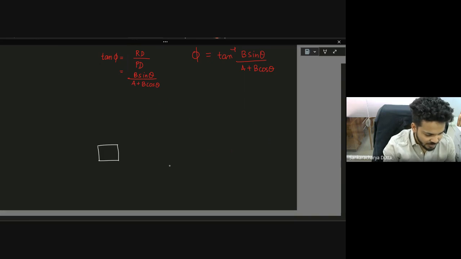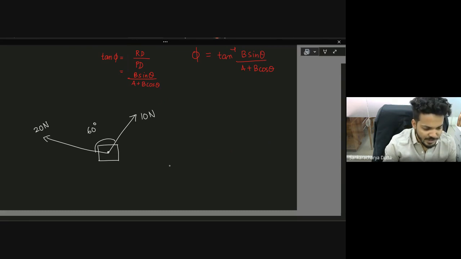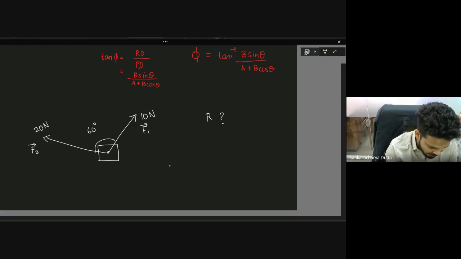Okay. So there is a body on which two forces are acting. One force is 10 Newton like this, and the other force is, I don't know, 20 Newton like this. And the angle between them is, let's say, 60 degrees. Tell me, what is the net force? So this is F1, the force of 10 Newton. F2 force is 20 Newton. Tell me how much is the resultant. Try this.